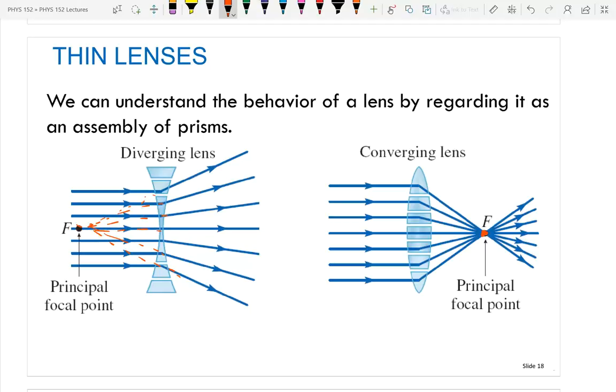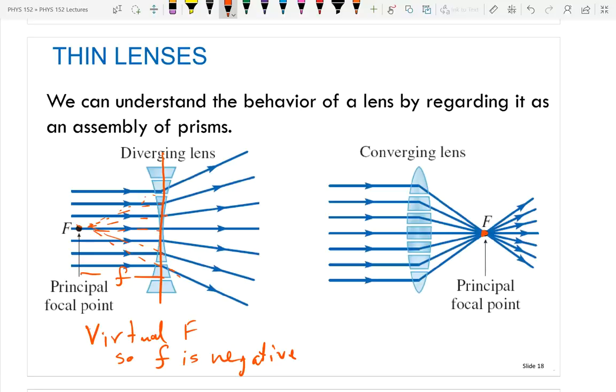And which one of these has a virtual focal point? The first one, this one here, is a virtual focal point. So that means the focal length is negative. So the focal length is the distance from the center of the lens to where the focal point is, and it's negative for the virtual focus. It's positive for the real one.